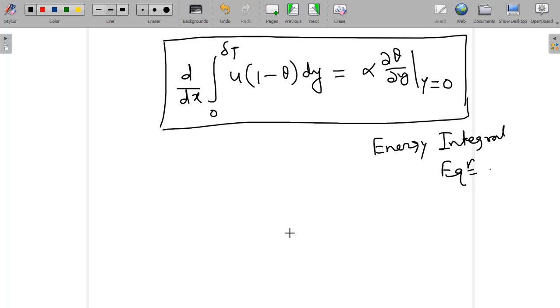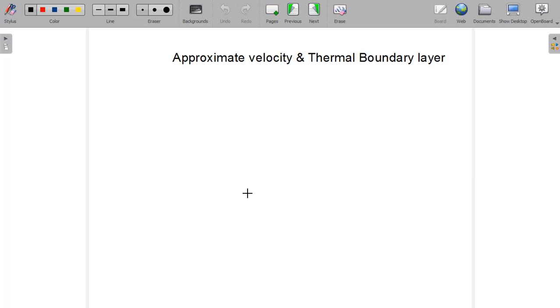Okay. Now what will be our next step? The next step is that we will assume a certain approximate velocity profile of u, and an approximate profile of theta, and using these approximate profiles, if we do this integration, it is possible to find out the thickness of the boundary layer, and hence we can find out the local Nusselt number and the average Nusselt number, and hence the convective heat transfer coefficient, and finally the net heat transfer. So let us see how we can do this. So approximate velocity and thermal boundary layer profiles are required.